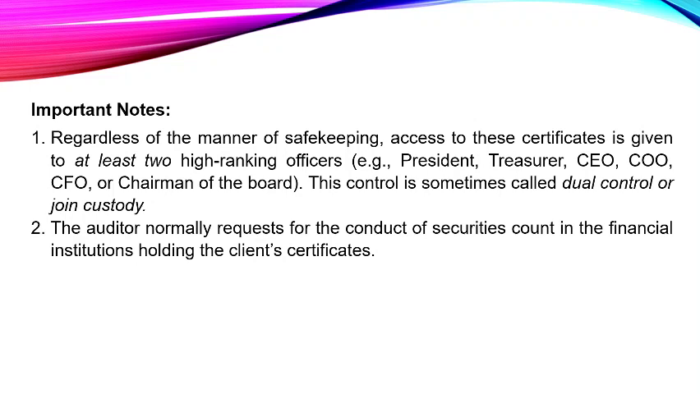Regardless of the manner of safekeeping, access to these certificates is given to at least two senior officers. We have the president, the treasurer, CEO, COO, CFO, or chairman of the board. This control is sometimes called dual control or joint custody. The auditor normally requests confirmation of the security account from the financial institution holding the client's certificates.